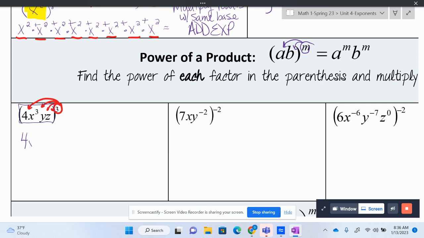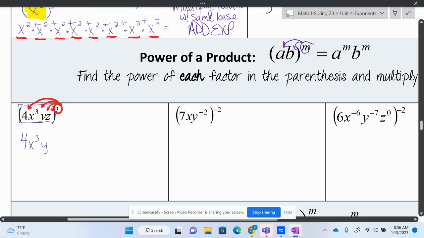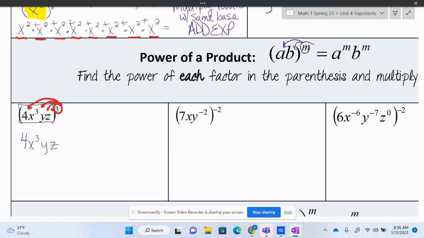So what did we do yesterday when we had to multiply or add exponents and something didn't have an exponent on it? What did we do? It wasn't a 0, a 1. So every single element has to have an exponent. So if it doesn't have one, put a 1 there. So really that 4 in the product is 4 to the first power. The x has a power on it already, it's cubed. The y is to the first and the z is to the first. And then you're going to distribute.